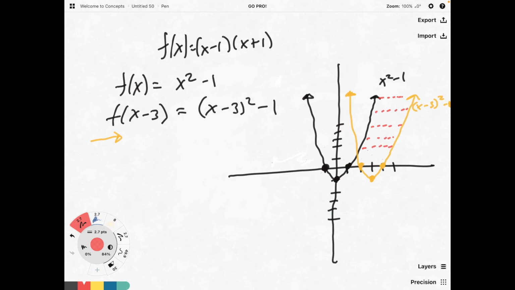Remember, when wanting to shift horizontally, it's not exactly what you would expect, where if you add, you're going to go to the right, or if you subtract, you go to the left. You have to flip-flop them. And again, if you want to go to the right, you need to subtract, and if you want to go to the left, you need to add.